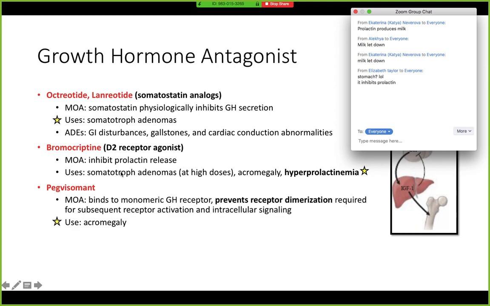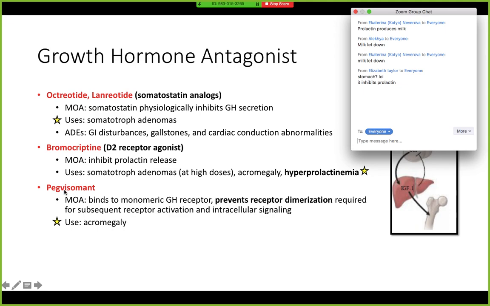And this is used to treat somatotroph adenomas at high doses. It's used to treat acromegaly, and then also hyperprolactinemia. That makes sense because if you're giving a D2 dopamine receptor agonist, you're going to inhibit prolactin. So if you have someone with hyperprolactinemia, D2 agonism is going to decrease the prolactin. And that's a really important point.